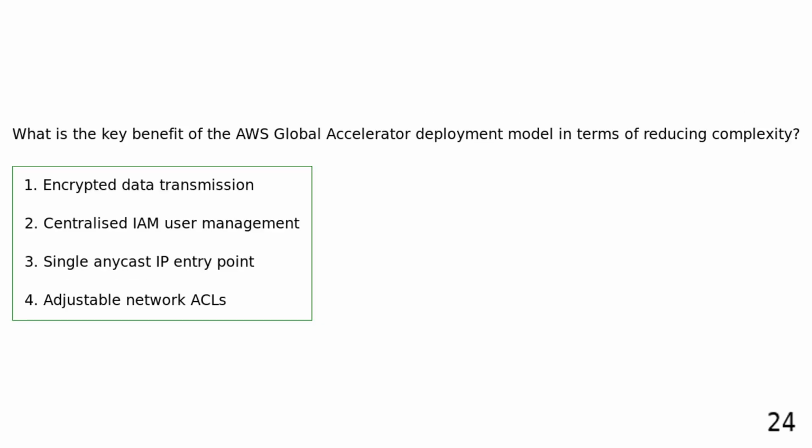What is the key benefit of the AWS Global Accelerator deployment model in terms of reducing complexity? Encrypted data transmission. Centralized IAM user management. Single Anycast IP entry point. Adjustable network ACLs.